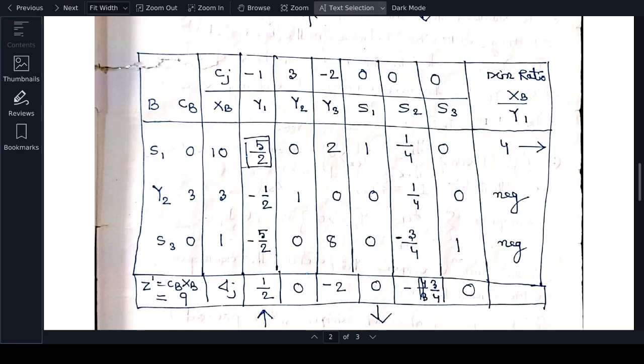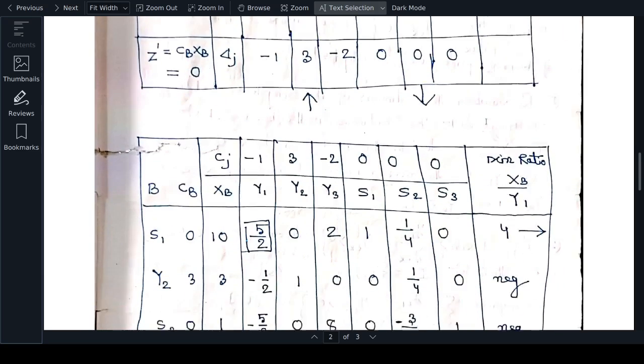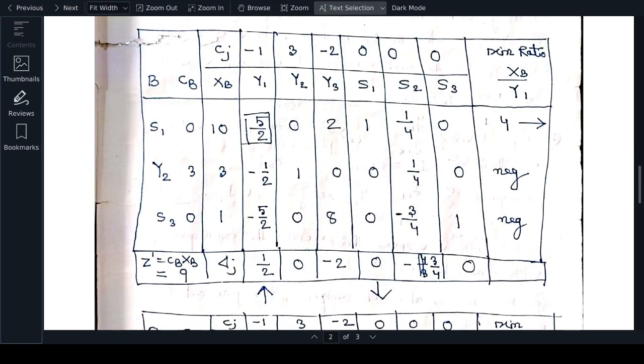So you see here in table number 2, in delta J value, which delta J value is positive? Here you see 1 by 2 is positive. So 1 by 2 is our incoming vector. So minimum ratio will be xb by y1. Okay, xb divided by y1.